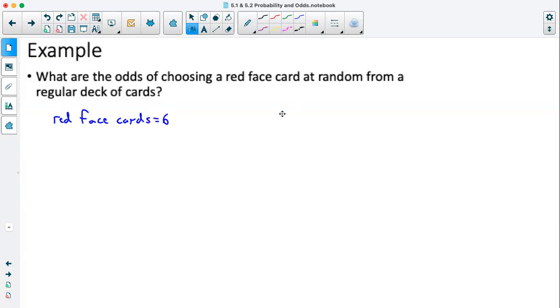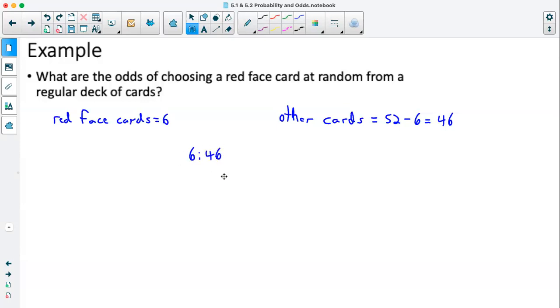Now, our other cards, which would be ones that we would not want to draw, we know we start out with 52 cards, but we had 6 face cards. So we can draw 6 cards that meet what we want. Meanwhile, there's 46 that don't. So writing that as odds is 6 to 46.